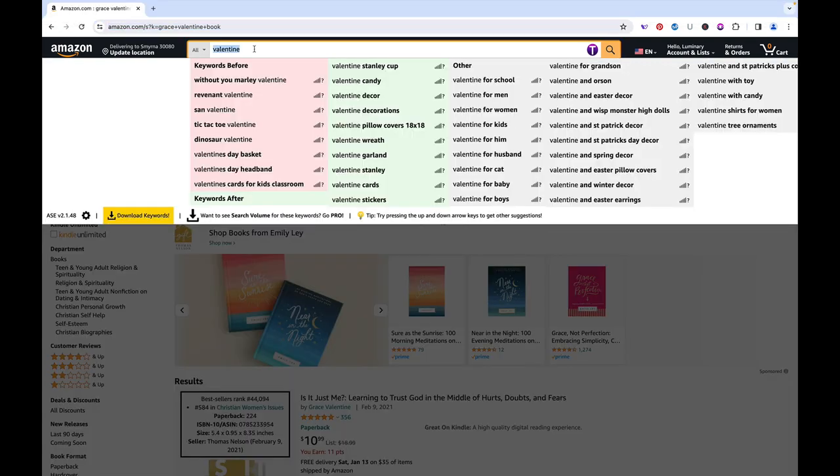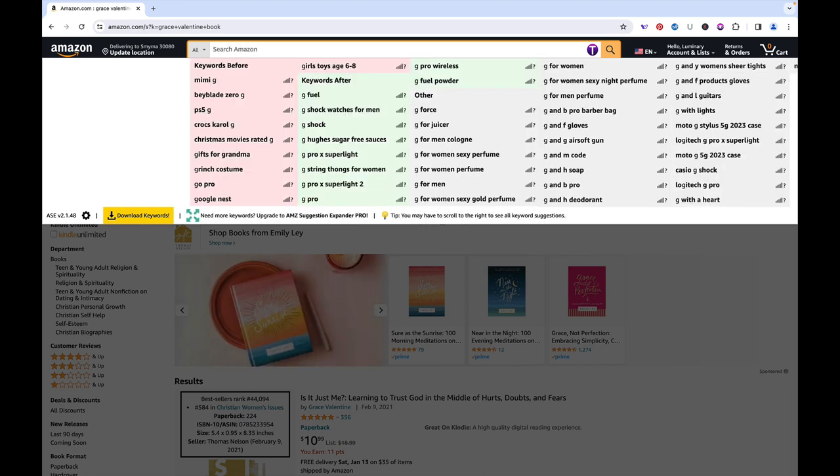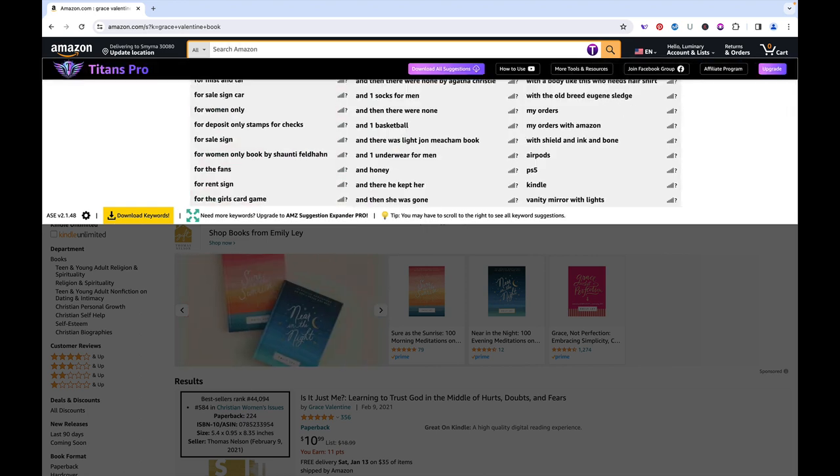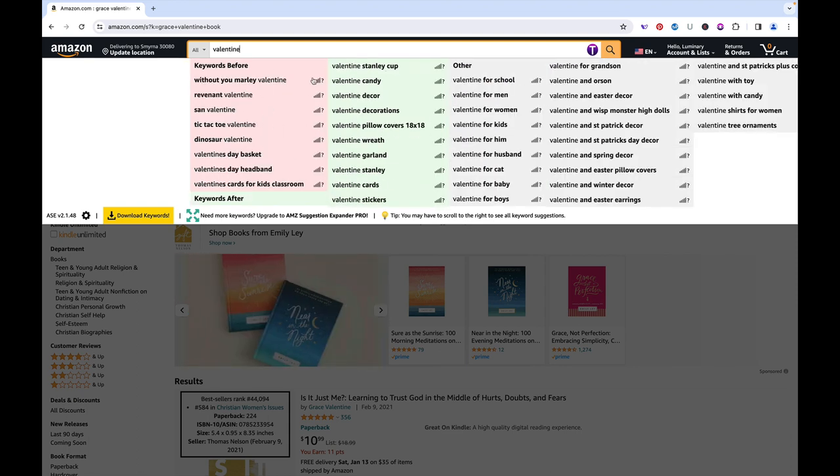Now that, of course, is my self-publishing Titans extension, and you can see that I have other suggestions popping up. I do have too many extensions loaded up here, and so my Amazon keyword extension tool is also popping up. This is not the browser I usually use, but you can see that this extension helps show me searches that have keywords before, keywords after, or other. So sometimes the keyword is stuffed in the middle.